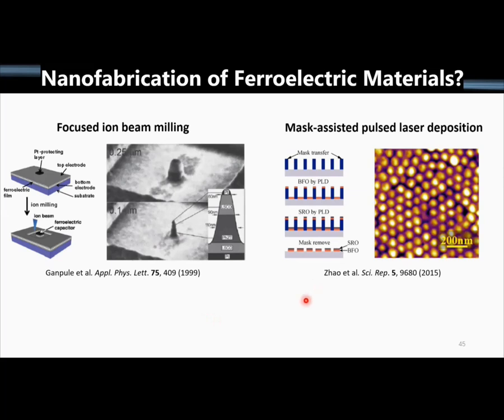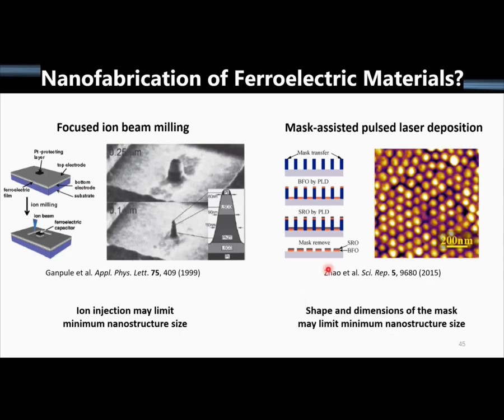And maybe there's scope, maybe there's an application where a nanomechanical machining method has some advantage. So we wanted to explore that. Ion injection may limit the minimum nanostructure size. Here, the shape and dimension of the mask might limit the minimum nanostructure size. In AFM, you might speculate that the tip size, the tip shape, the film thickness, those are the types of things that will limit the smallest size that you can make. But a tip can be quite sharp, and the aspect ratio can be quite sharp.